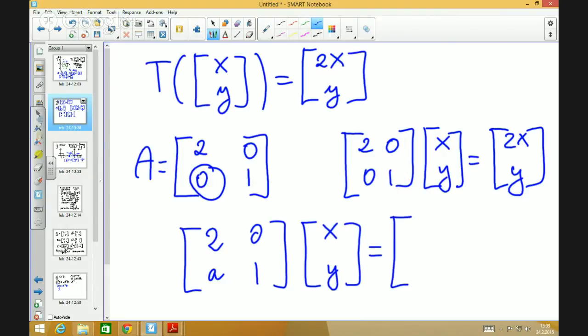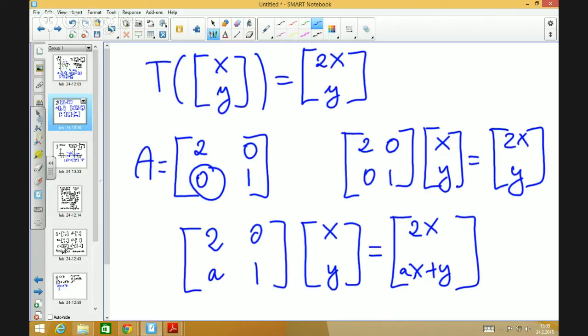Okay, so we get 2x here. That's okay. But otherwise, we get a times x plus y. This is kind of like a y shear in the second component. That's what we're looking at. Remember this x shear when we were tilting? But now we are tilting with respect to y, while at the same time we are doubling the size of x.